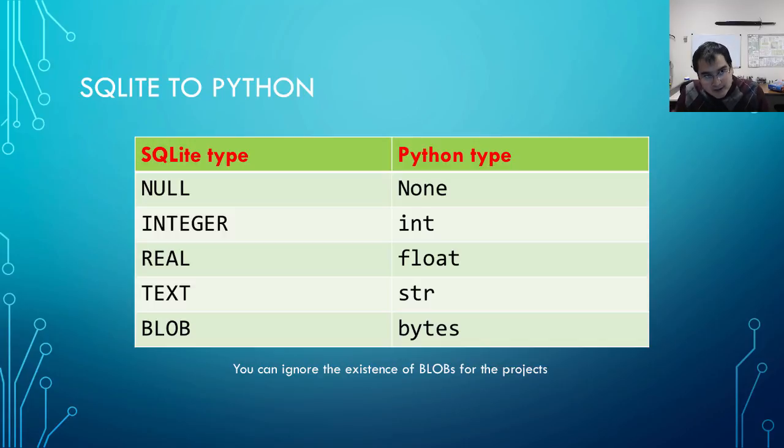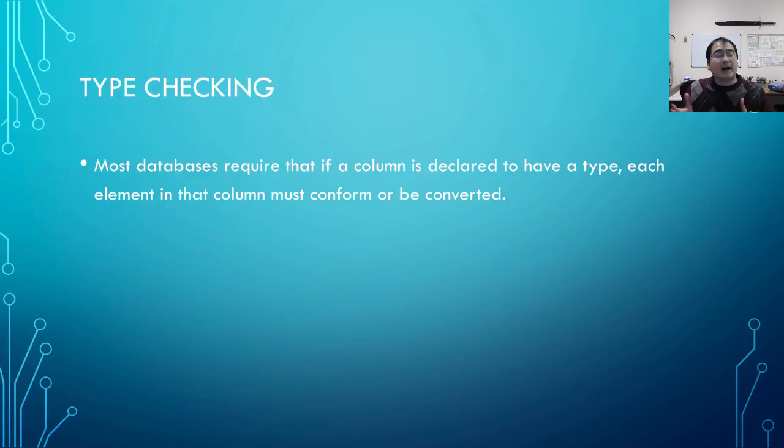Another important thing to talk about right away is type checking. What does that mean? Well, in your schema, for the most part, you specify what type is allowed for each column. You say the grade column is real, or the name column is text. And if you try to insert a value that's not the appropriate type, that statement should fail. It should give you some sort of error back.